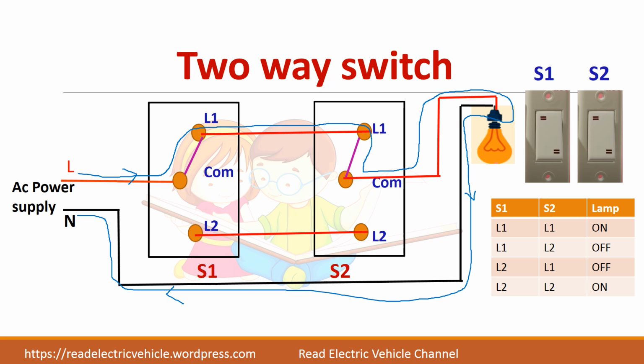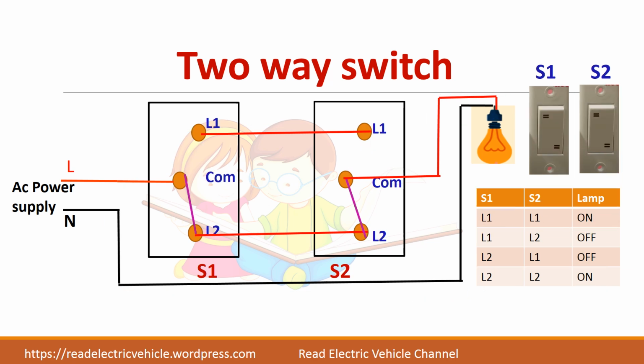So we can see from the table here that when both the switches are in L1 position like this, the lamp is on. Similarly, when both the switches are in L2 position also, the lamp is on. So when both the switches are in the same position, the bulb is on, and if they are in different positions, the bulb is off.